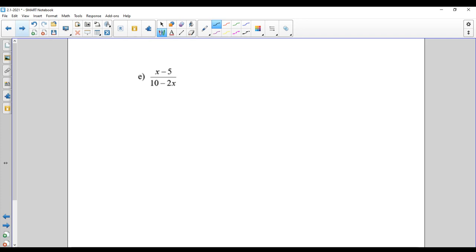Okay, so if everybody is now satisfied with how we get those restrictions, let's get to the next one. x minus 5 over 10 minus 2x. Can we factor, Masumi, is the question. Look at the top, look at the bottom. Can I factor the top? And if I can't, can I factor the bottom?